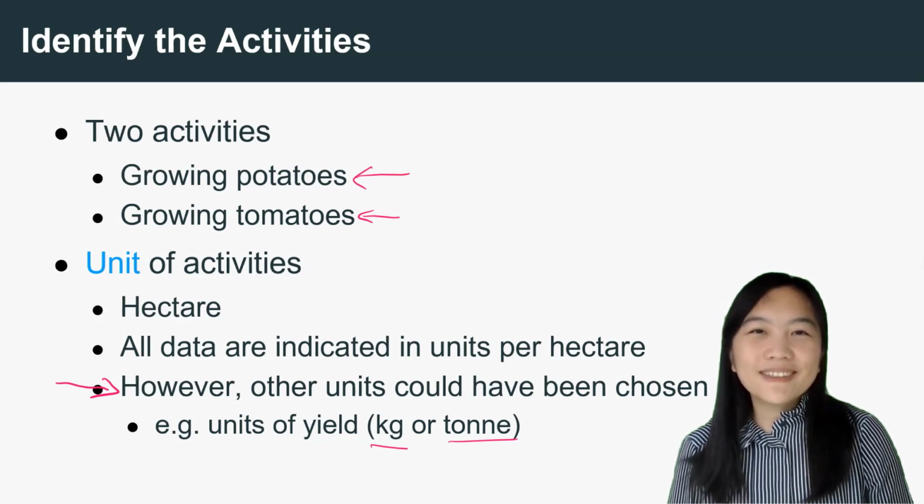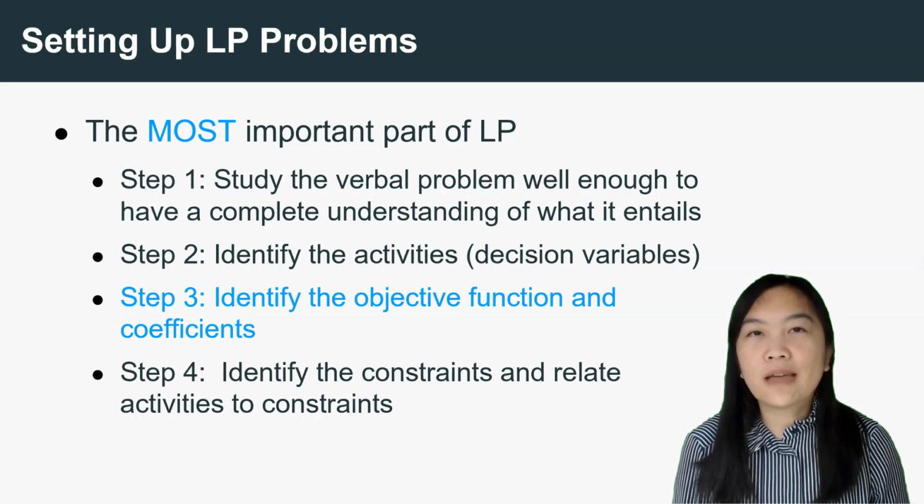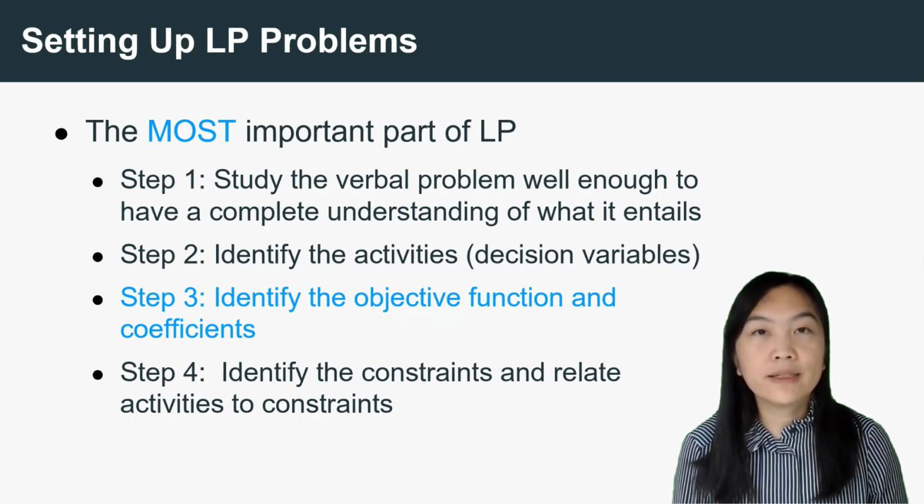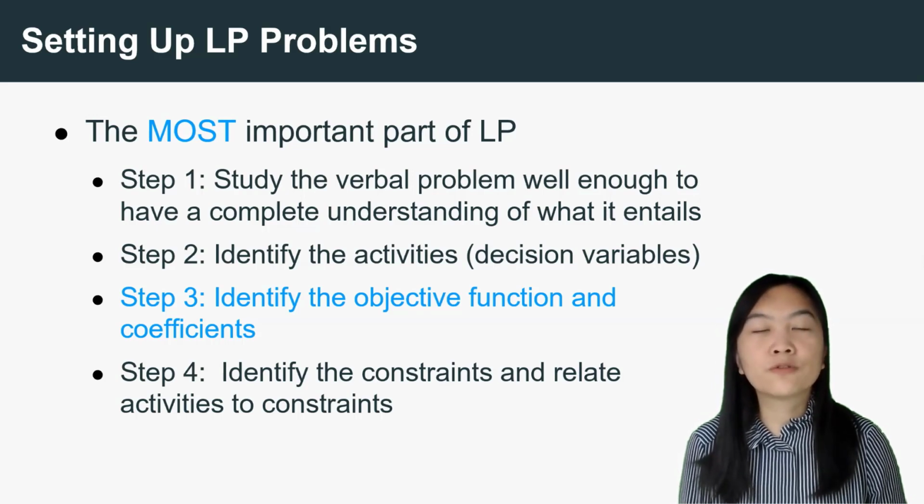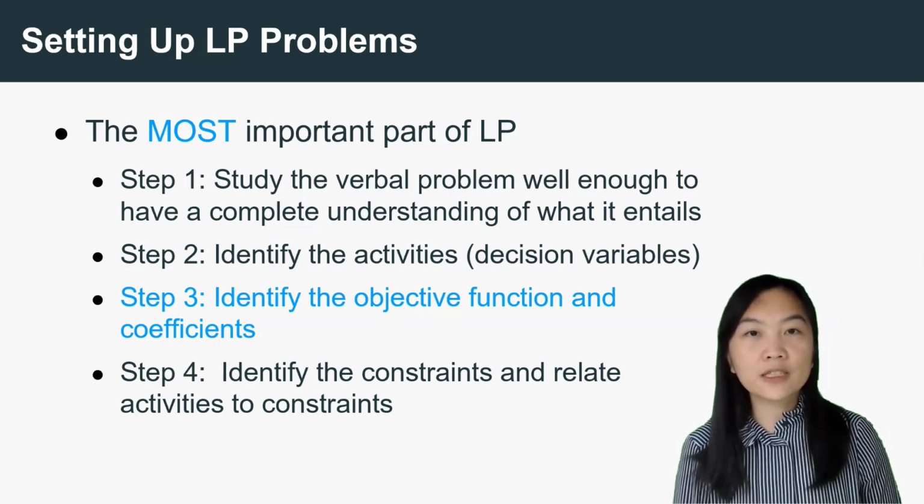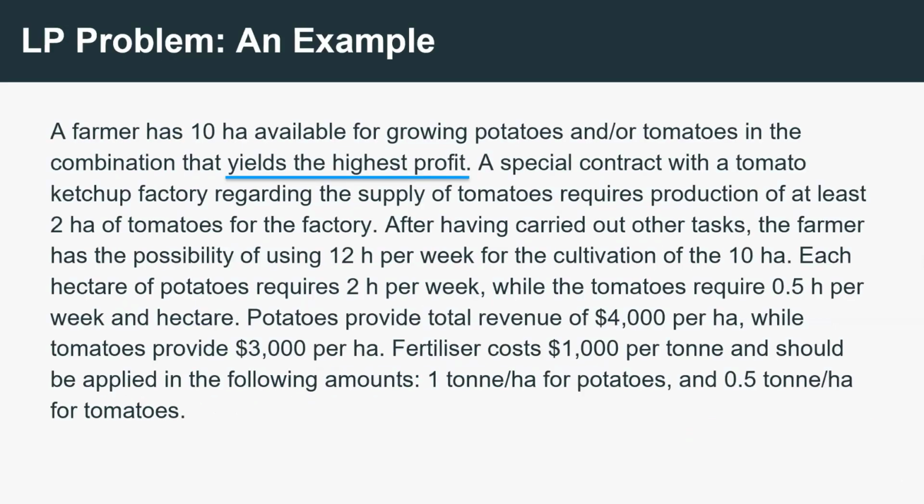So the next step is, once you find out the decision variables or the activities, then you should be able to formulate your objective function. So how do you formulate the objective function in this example?